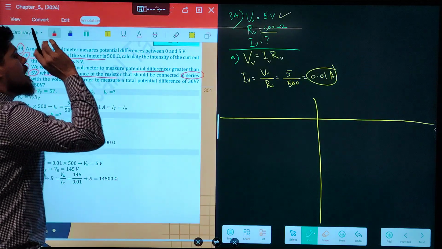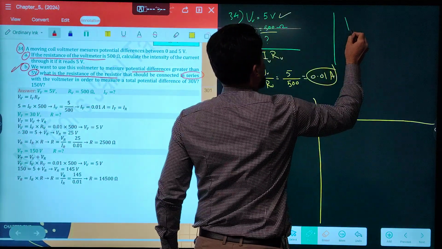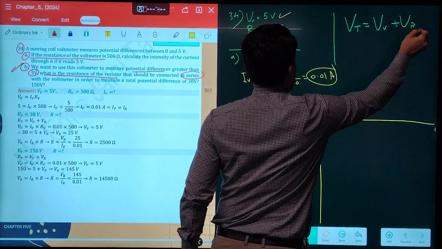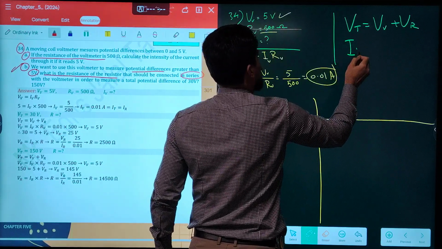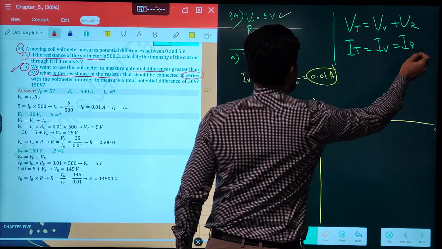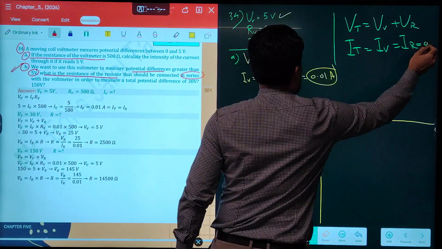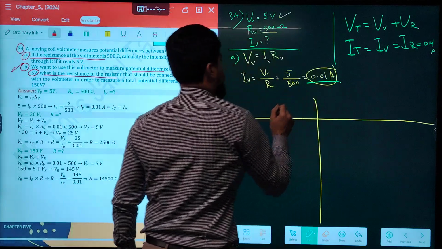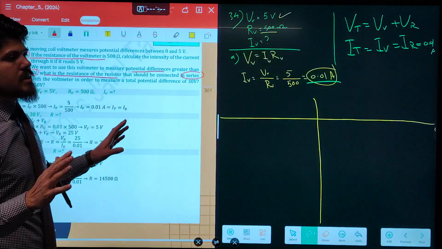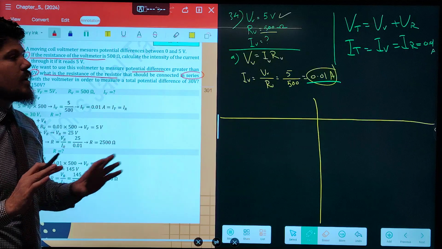Series connection, guys. In series connection, V total is equal to what? V across voltmeter is equal to V across resistor. But I total in series connection is equal to I across voltmeter, I across resistor, and is equal to 0.01 ampere. We found IV, IR, IT, all are the same because in series connection the current doesn't change.